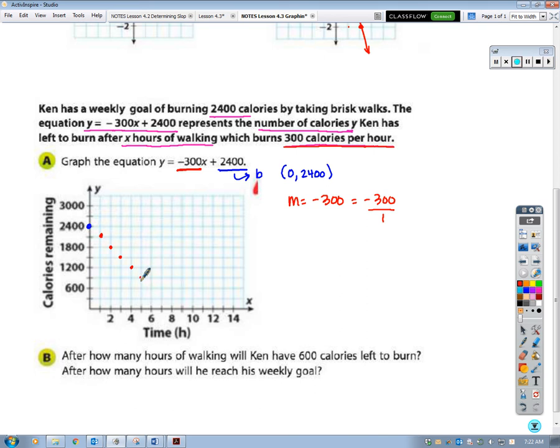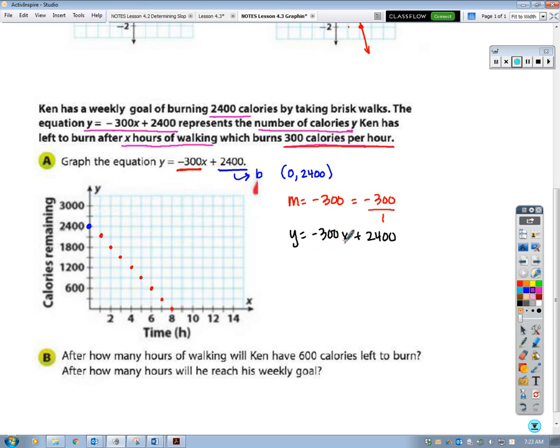So that's what I'm doing here, I'm just connecting those points, down 300 over 1 hour. Now, if you didn't have a nice axis like this, what you would need to do is come over here and have your equation, y equals negative 300x plus 2400, and you would plug in the amount of hours that you wanted to know how many calories had been burned at.